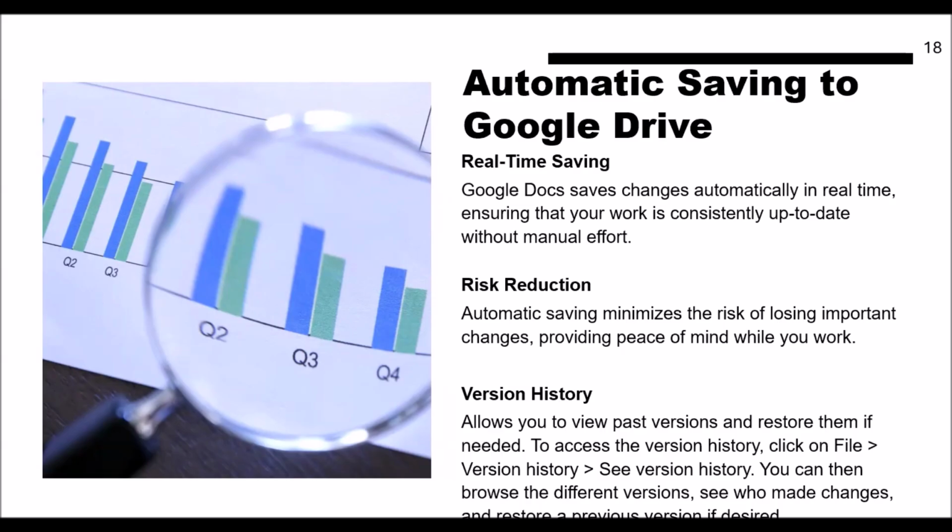Risk reduction: automatic saving minimizes the risk of losing important changes, providing peace of mind while you work, which is important. And the version history, I think, is very, very interesting, and I've used this quite a lot. It allows you to view past versions and restore them if needed. You can access the version history with File, Version History, See Version History. And then you can browse the different versions, and especially in collaboration, you can see who has made the changes and restore a previous version if desired, which is a very handy tool.